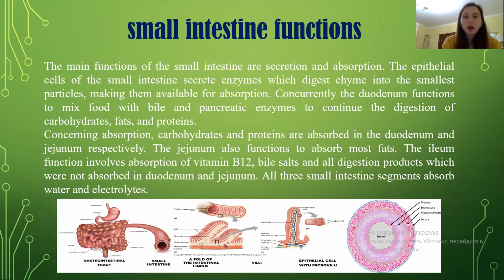Concerning absorption, carbohydrates and proteins are absorbed in the duodenum and jejunum respectively. The jejunum also functions to absorb most fats. The ileum function involves absorption of vitamin B12, bile salts, and all digestion products which were not absorbed in the duodenum and jejunum. All three small intestine segments absorb water and electrolytes.